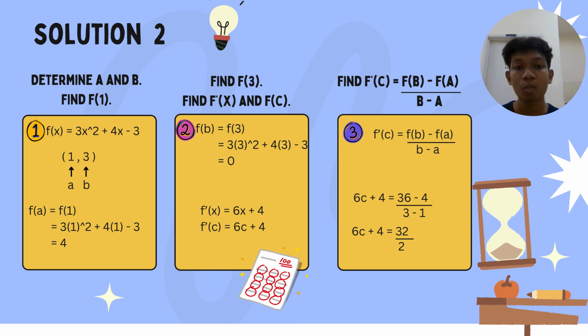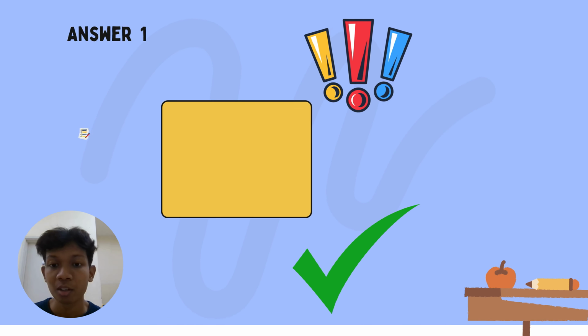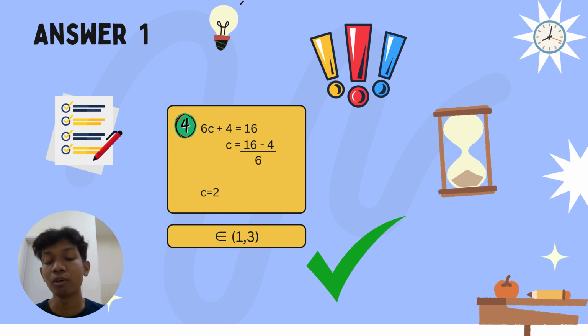Then the third step, we insert into the formula, and we search for c. That is 6c plus 4 equals (36 minus 4) over (3 minus 1). Then we simplify it and we get 32 over 2. So for the final step, we need to find c. After we conclude it, we find c equals 2. So c equals 2 is an element of (1, 3).